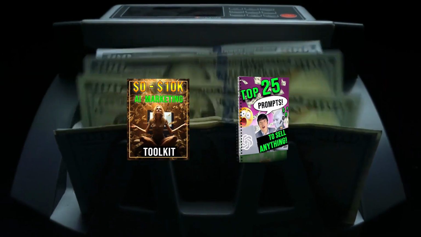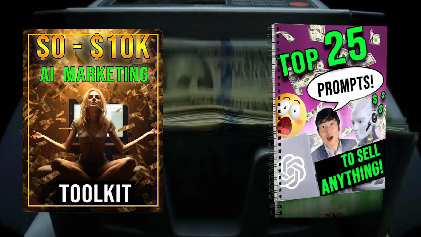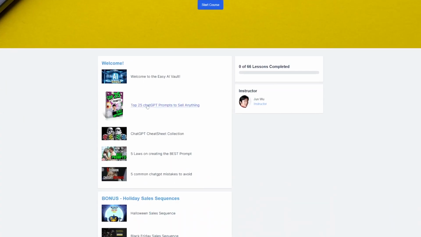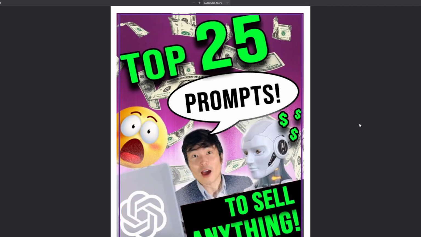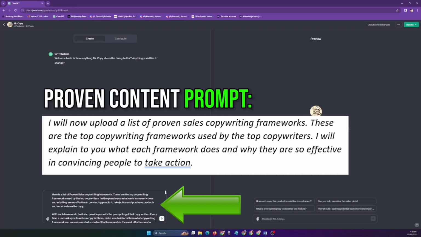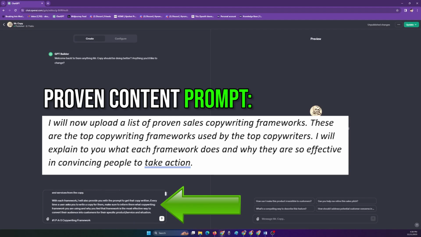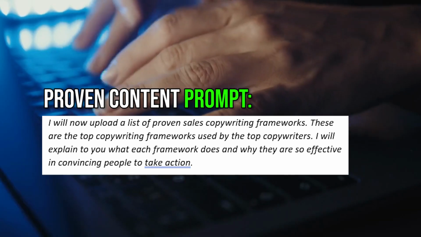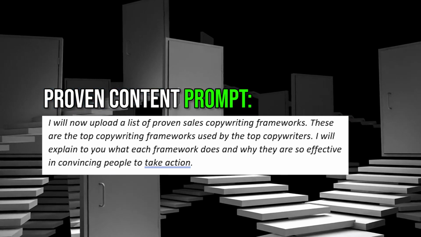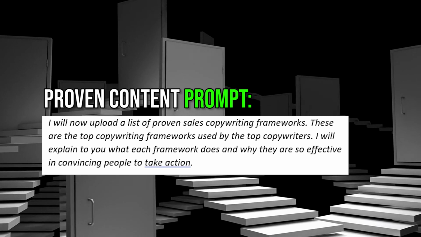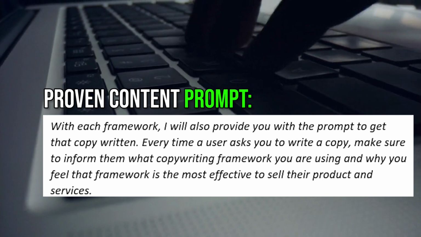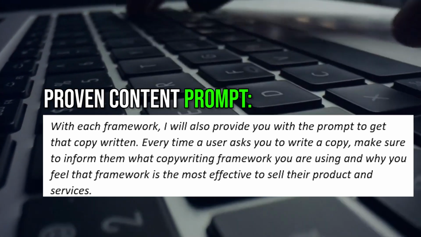If you are one of my VIP members, you already have access to the top copywriting frameworks and prompts. Just go to your member's account and download this PDF. Open it up and copy and paste it into the AI with this prompt. I will now upload a list of proven sales copywriting frameworks. These are the top copywriting frameworks used by the top copywriters. I will explain to you what each framework does and why they are so effective in convincing people to take action. With each framework, I will also provide you with a prompt to get that copy written.